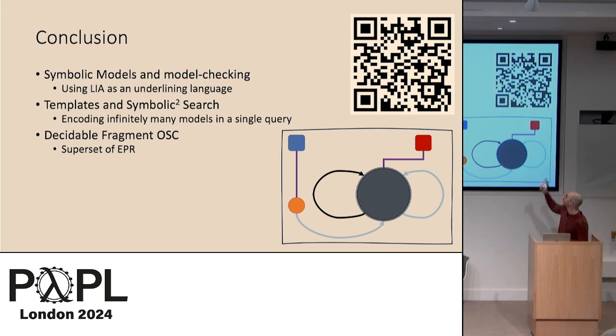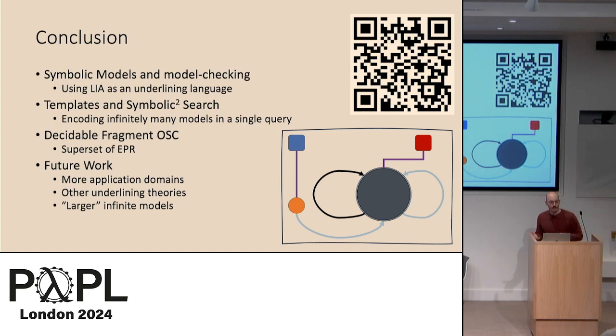We have our tool here in the QR code. You can use it and see how it finds infinite models. And some notes on future work. So we looked at 2 domains, distributed protocols and linked lists, but this could be applicable to other domains.